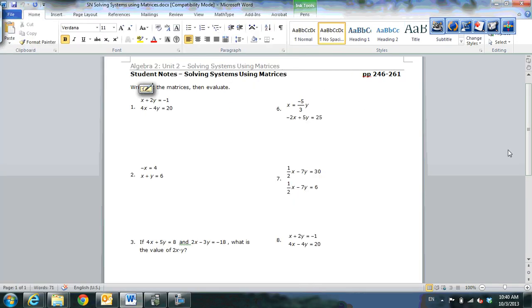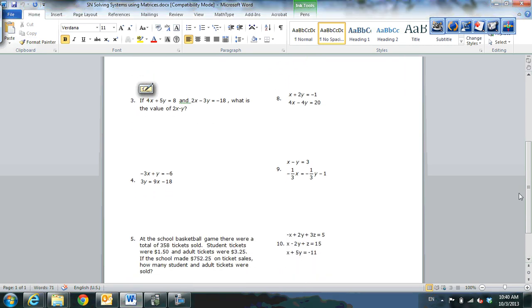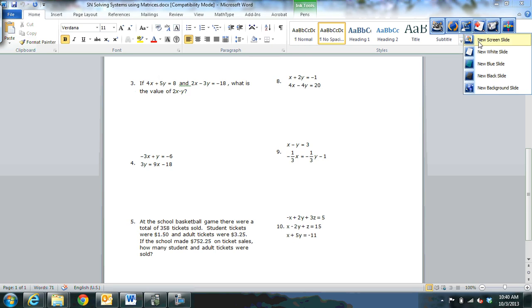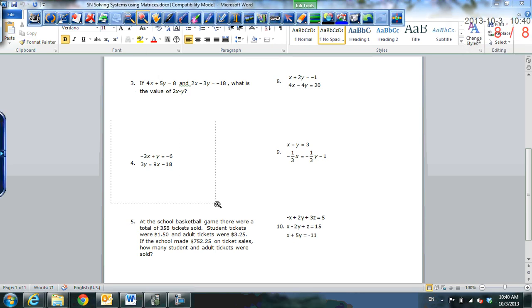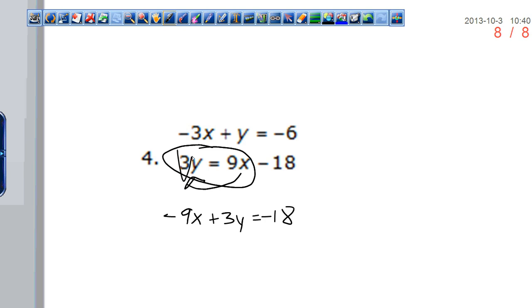So let's go ahead and jump to number, let's say 4. Jump to 4. As you can see here, all my x's and y's are not lined up in the same order. So if I make sure they're lined up, let's go ahead and do x's first. So that means I need to switch these guys around. I need to move 9x over. So it's going to be -9x plus 3y equals -18. So I'm going to scratch that out because we're not using that equation anymore. We're going to use these two.